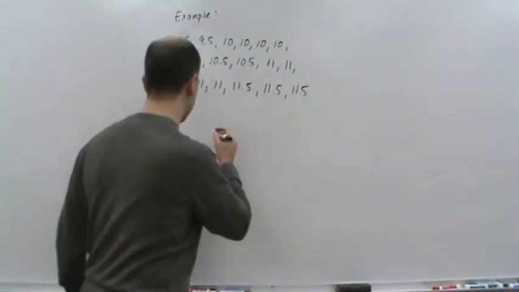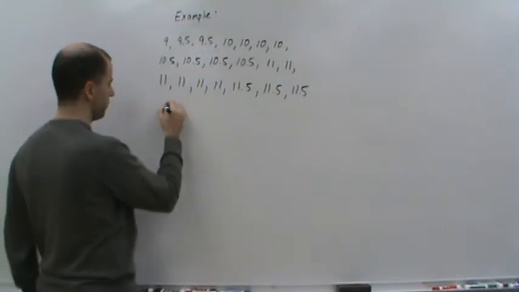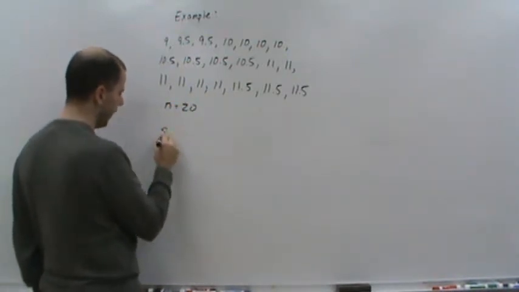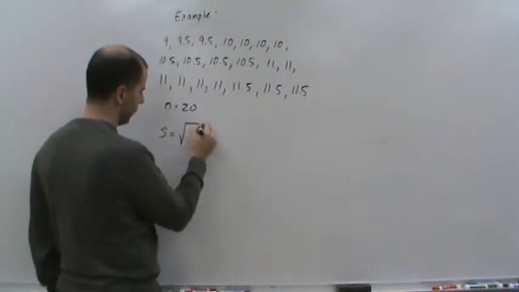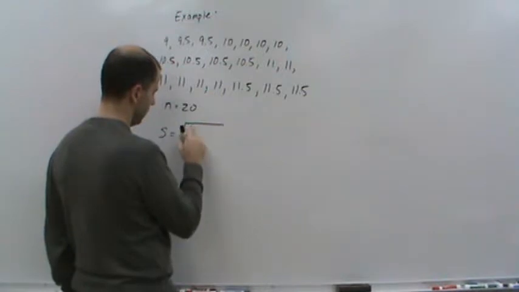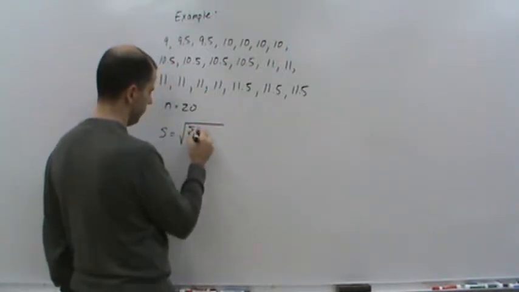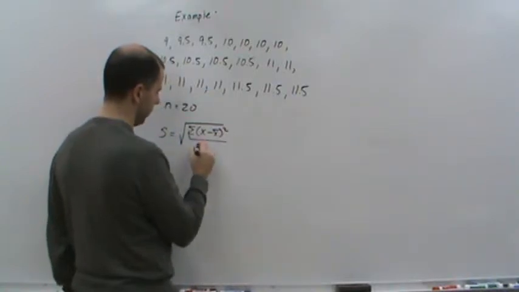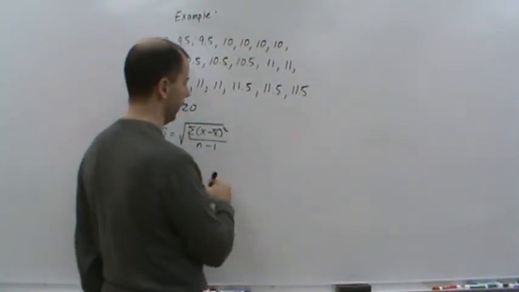Let me put the formulas over here. We'll do it in 2 steps. That'll be better. So n is 20, and s is the square root of the summation of x minus x bar squared over n minus 1. Okay, so we'll use that.